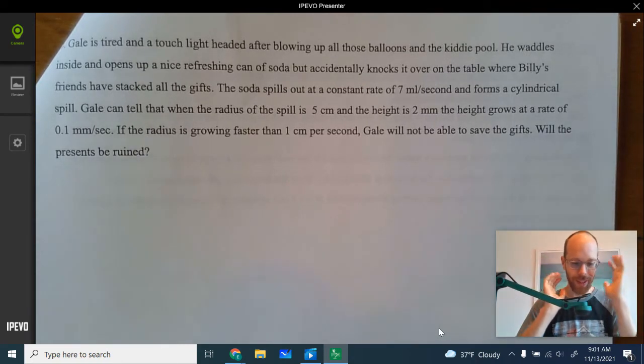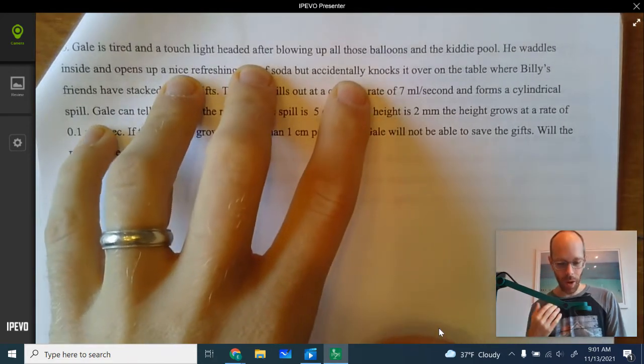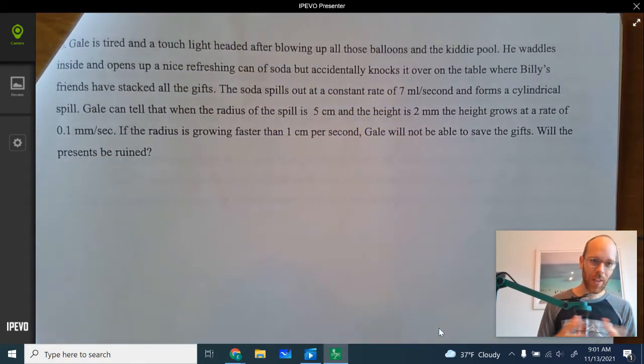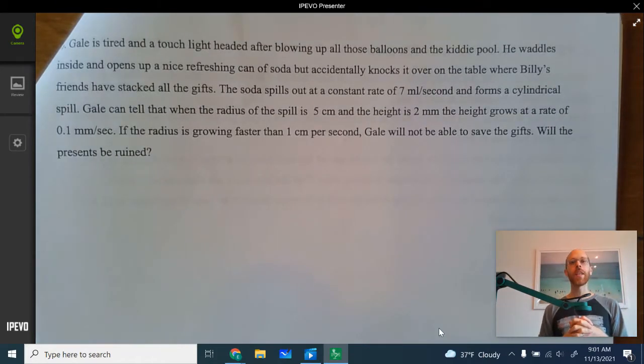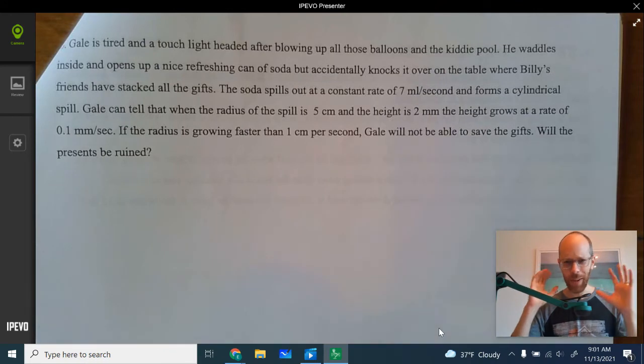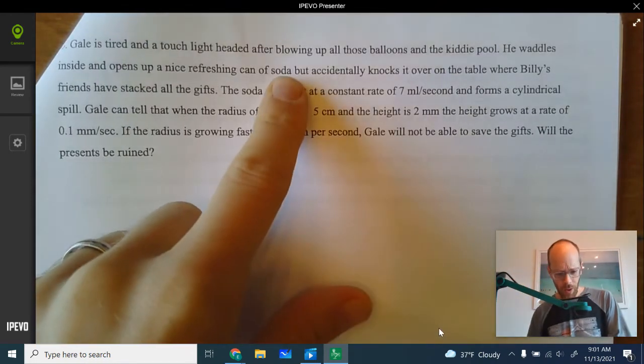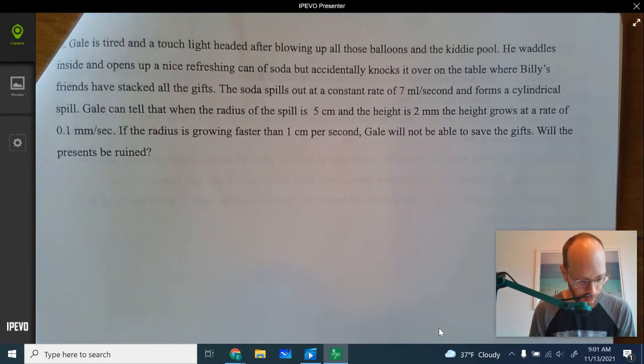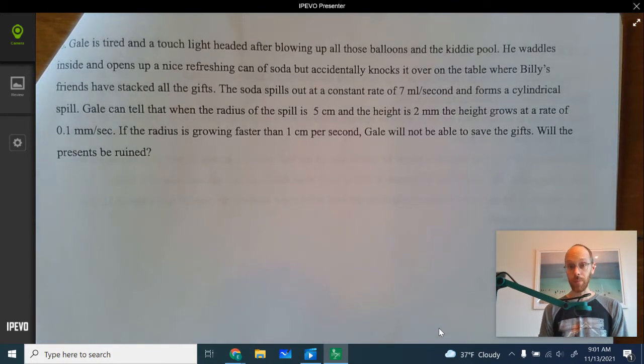Gale is tired and a touch lightheaded after blowing up all those balloons and the kiddie pool. He waddles inside and opens up a nice, refreshing can of soda. By the way, don't call it pop. That's annoying. Soda, but accidentally knocks it over on the table where Billy's friends have stacked all the gifts. Okay, you see the conflict developing.